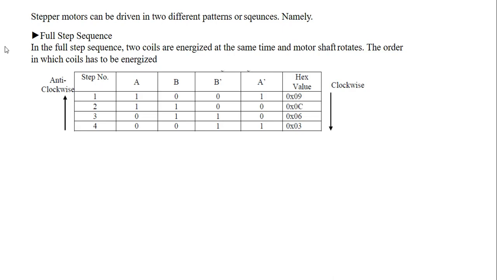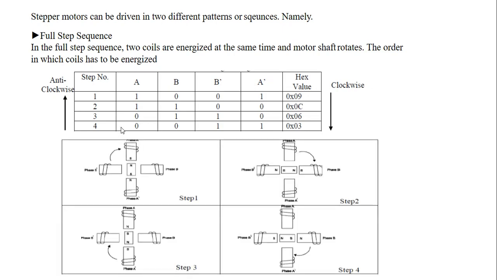Here four poles are there: A, B, B dash, and A dash. If you want to put the rotor in the middle, then this will get energized and this will get energized. So the sequence will be 1 0 0 1, and the count of this is 09. If you want to rotate this rotor to this side, you have to energize this and this.